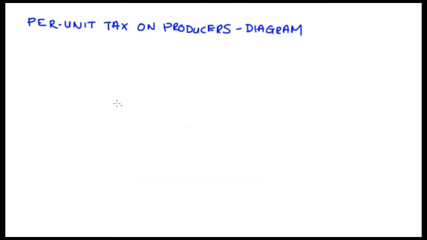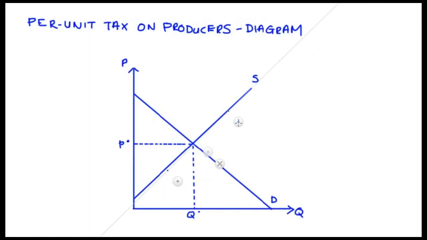Hi guys, in this video I wanted to talk about the diagram associated with imposing a per unit tax on producers. So I won't be doing any algebra, but it's useful just to look at the diagram so we understand exactly what's going on. So here is the case. I've got a perfectly competitive market in equilibrium.